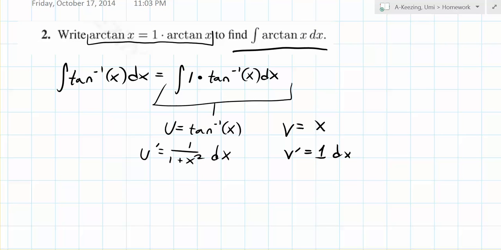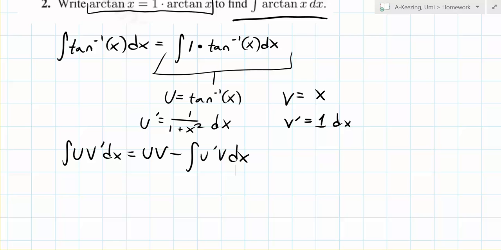Okay, so now we have all the information we need to write the equation that will allow us to solve for the integral of tan inverse of x. Okay, so we have the fundamental, or general, formula for integration by parts, which is the integral of uv prime dx equals uv minus the integral of u prime v dx. Okay, so now we just have to plug things in, right?